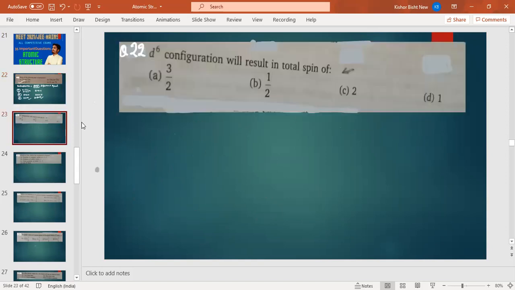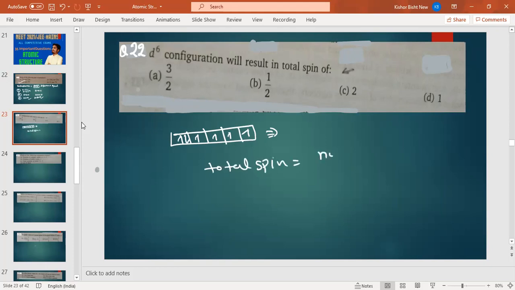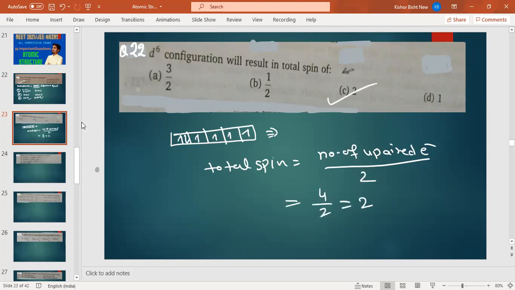Come to the next question. D6 configuration will result in total spin of. So D6 configuration, how you will make: 1, 2, 3, 4, 5, D6 configuration means 5, 6. And now here how many? So you need to calculate the total spin. Total spin equal to number of unpaired electrons upon 2. So here unpaired electrons are 4 upon 2 equal to 2. So your answer is 2.